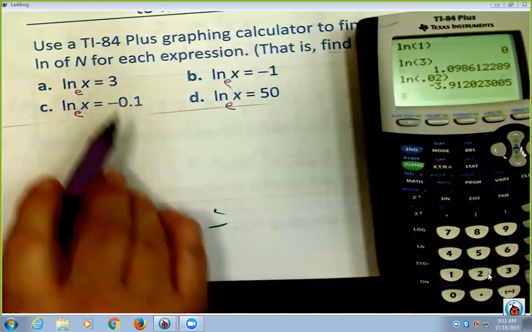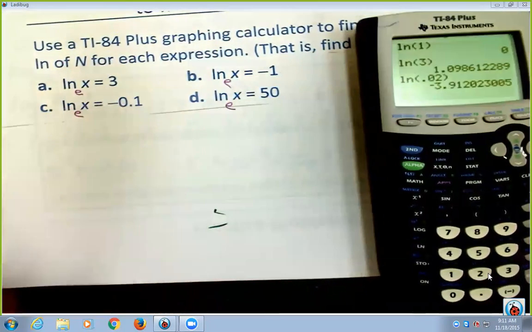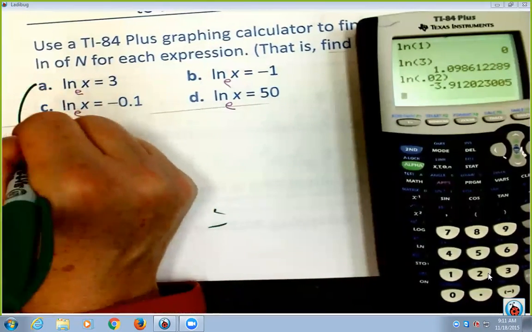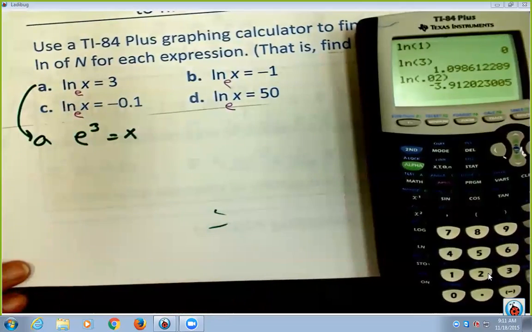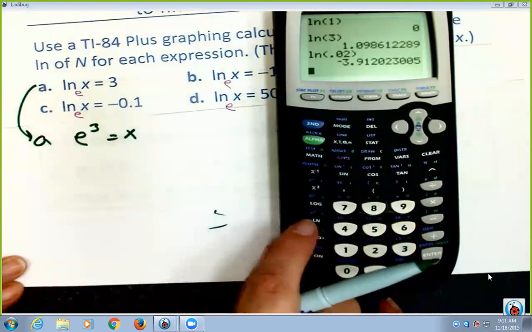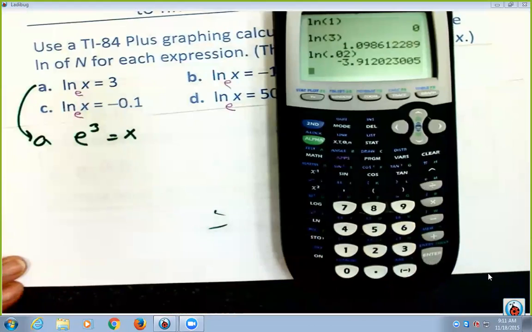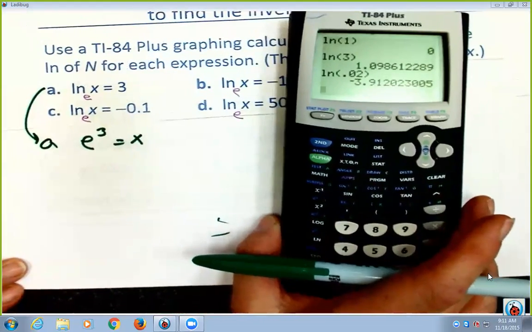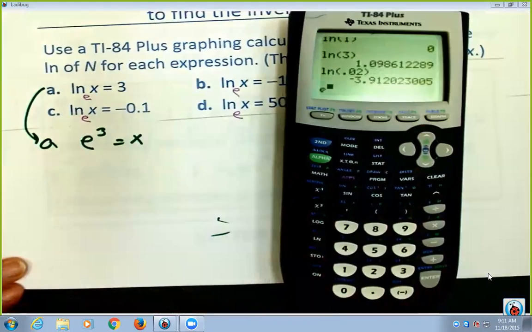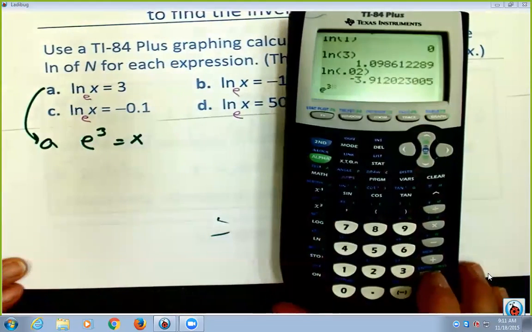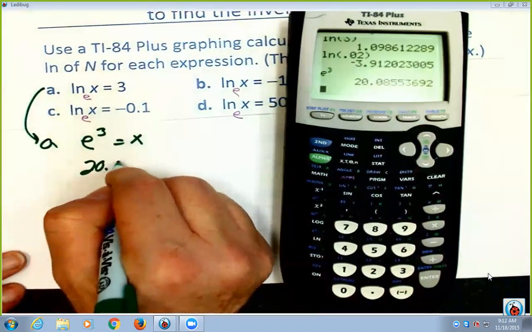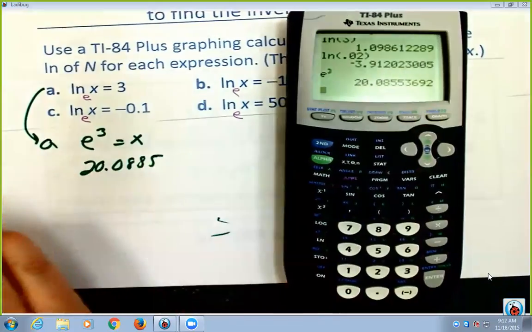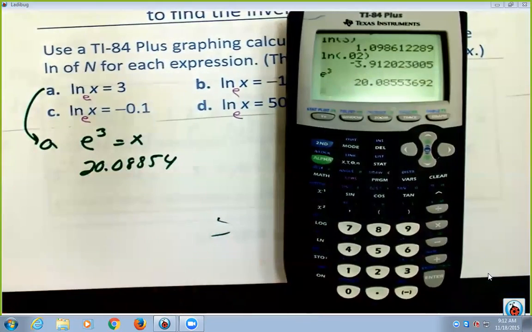So if I reverse it back, e to the third power, so if I do a, e to the third power is equal to x. So above my natural log key is where my e is at, and we worked with that a while ago. So go second, natural log, tell it 3, hit enter, and we get an answer of 20.08554. Okay, so that's what that one comes out to be.